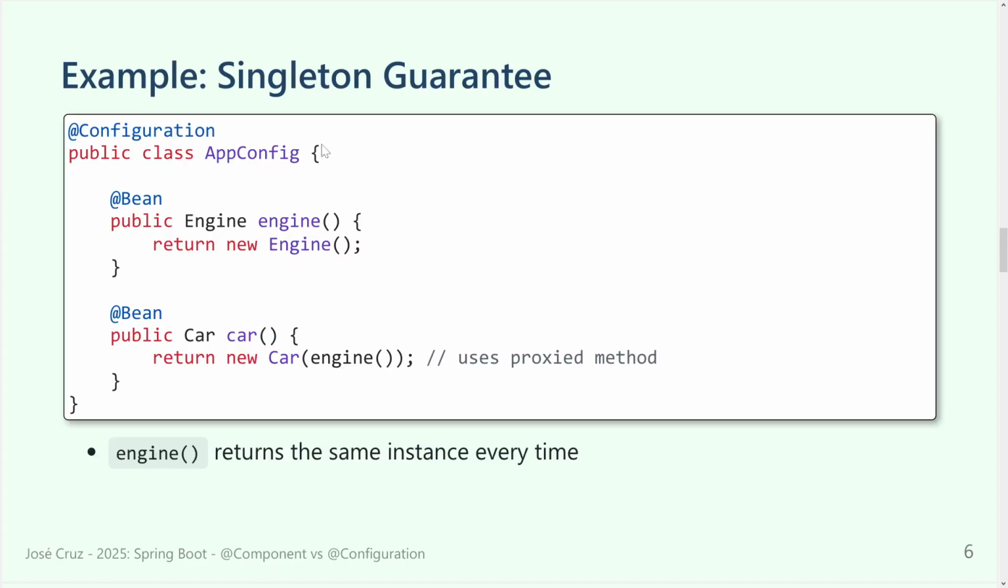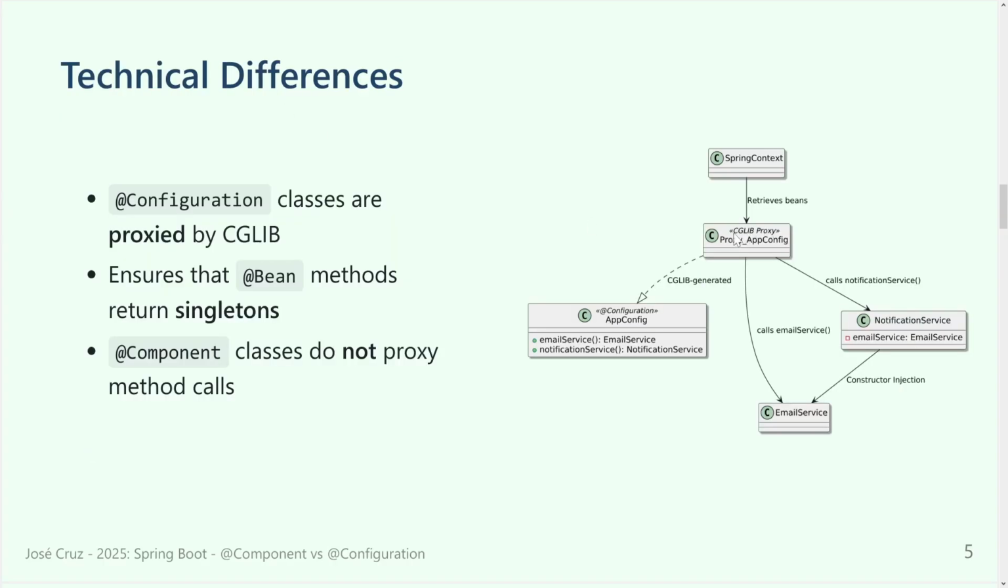Example, singleton guarantee here. We have this configuration bean, we have an engine here, returning an engine. Here we have a car and engine. When we use this constructor here, since this instance was proxified, it understands that this engine, even if you use it in multiple beans, will always return the same instance. And you might say, but how can it do this? Because to access this method or access the engine, you have to pass through this class. And this class is proxified like this.